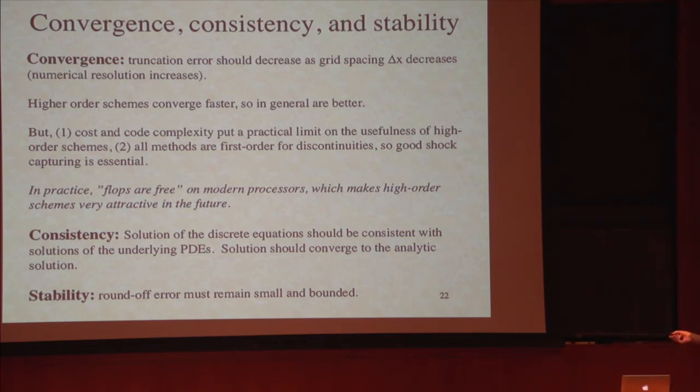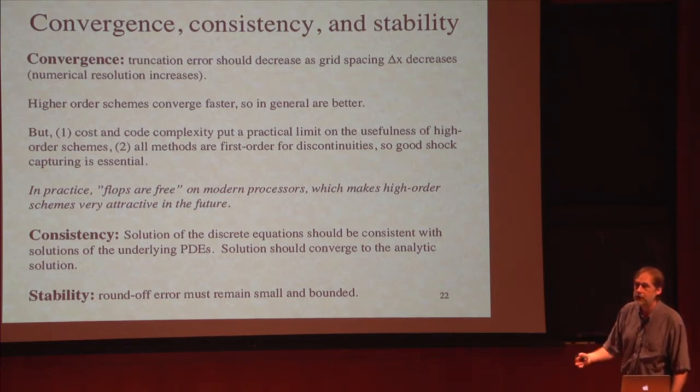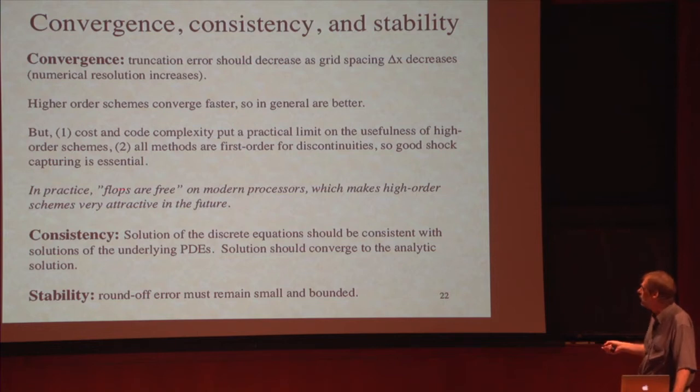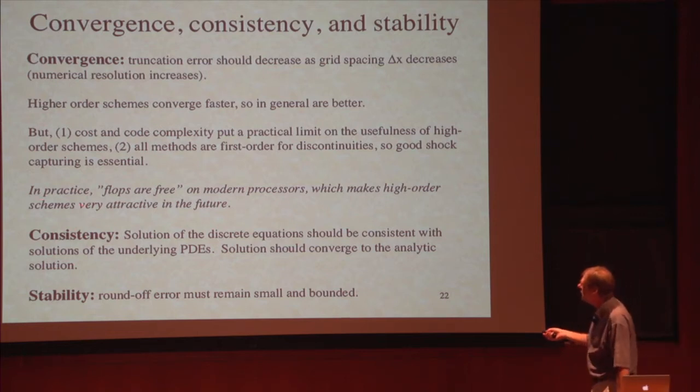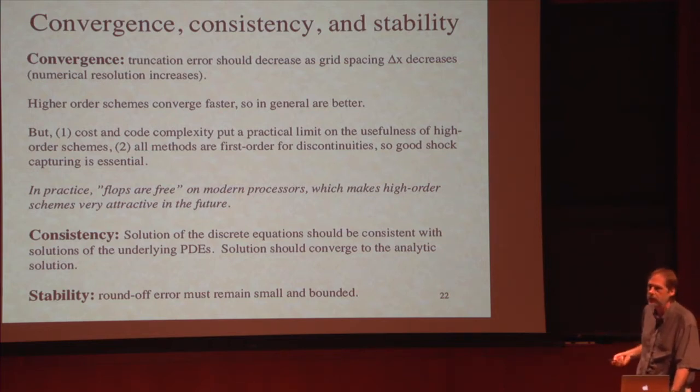On modern processors, flops are essentially free. The processors are so fast, they're usually memory bandwidth limited. You can do lots and lots of operations for free if you have data in memory. And so going to very high order schemes, which may involve a lot of operations, may be very, very advantageous. I think there's going to be a lot of work in the near future in going to high order schemes, and we'll hear a little bit about that.